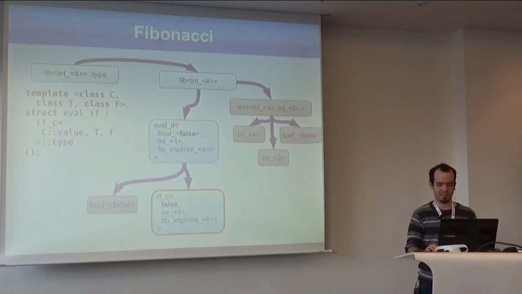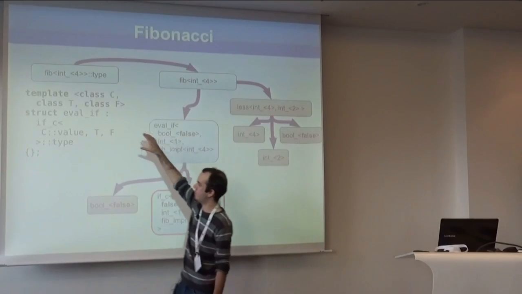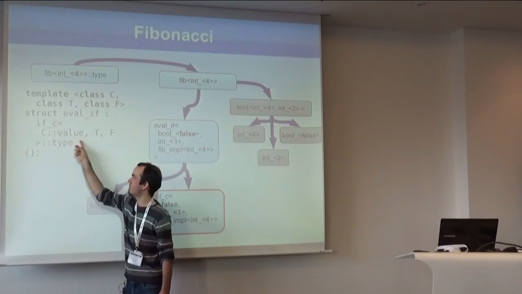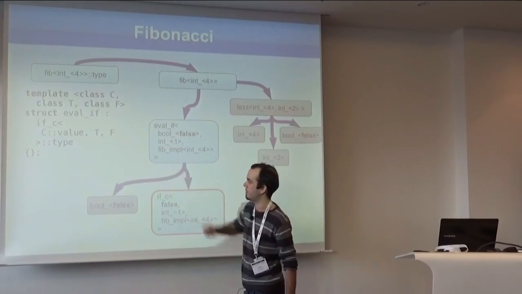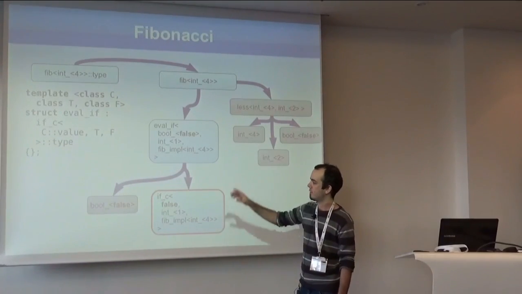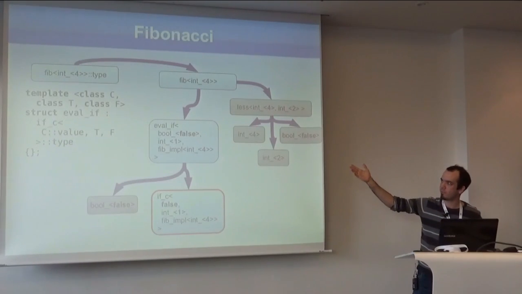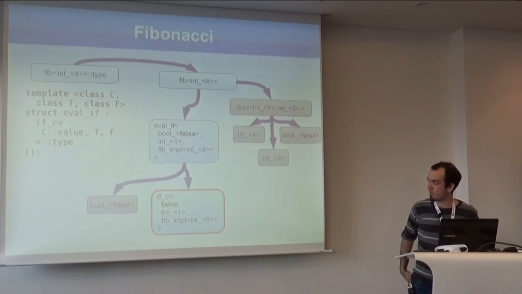And then, if you look at the implementation of evalif, it's implemented in terms of ifC. So we had to instantiate the bool false in order to get the type, in order to get the value out of it. And since it is implemented in terms of ifC, now we will call the ifC metafunction.